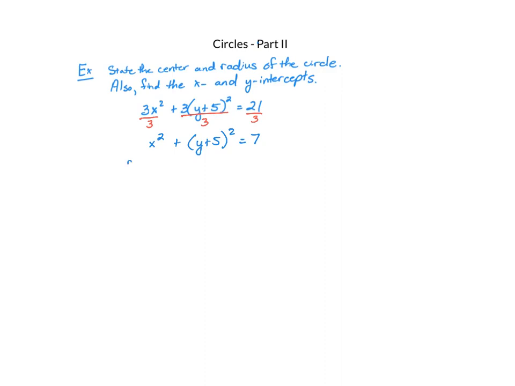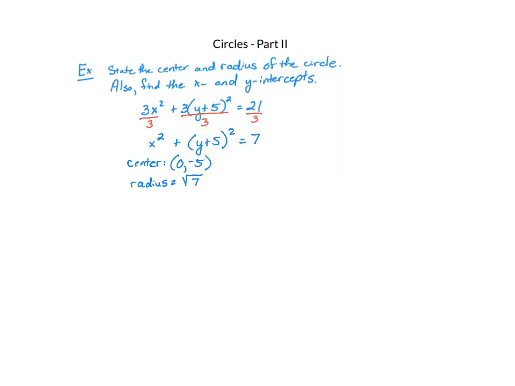Notice we can state the center. It will be (0, negative 5), because those are our h, k values. And the radius will be the square root of the constant, so it's the square root of 7. And the square root of 7 can't be simplified, so that's finished. But now let's find the x and y intercepts.